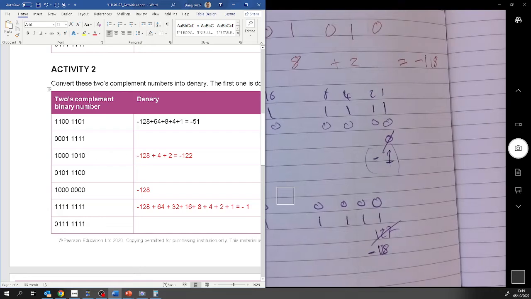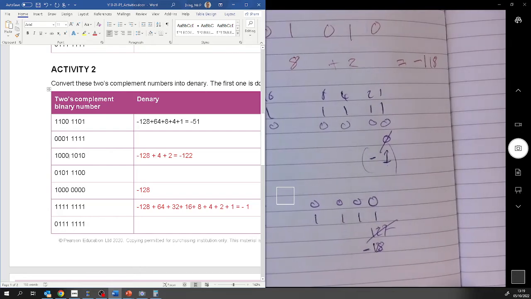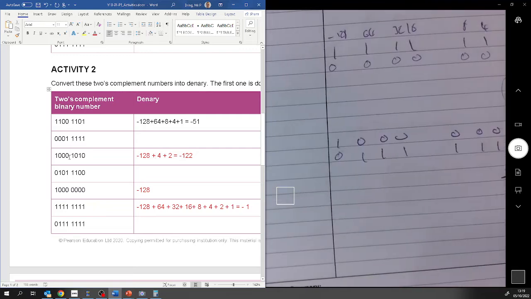Let's try this one. So this is 1301010. Let's see.